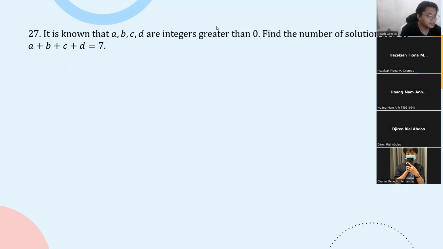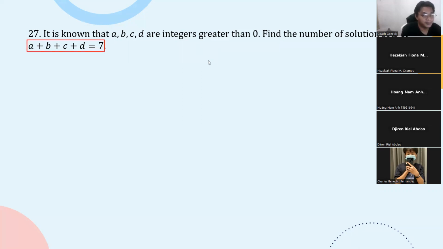So what integers, wait a minute. Okay. So what do you call integers that are greater than 0? Those are positive integers, right? So since we have this one, then we can use stars and bars.